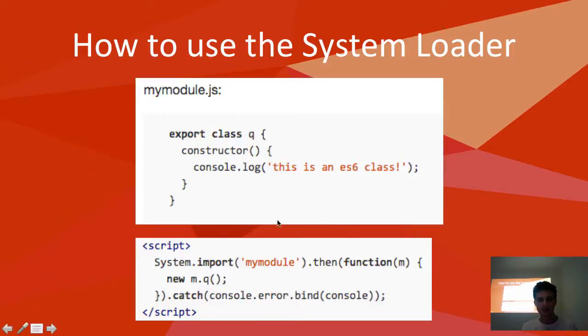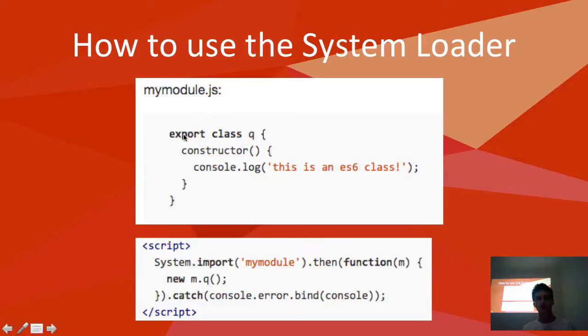Okay, because the System.import call returns a promise, we have two cases. The case of the success, where the promise fulfills. In this case, the M is the module, and of course it has the Q class there. And then we can create one instance, and this logs it to the console.